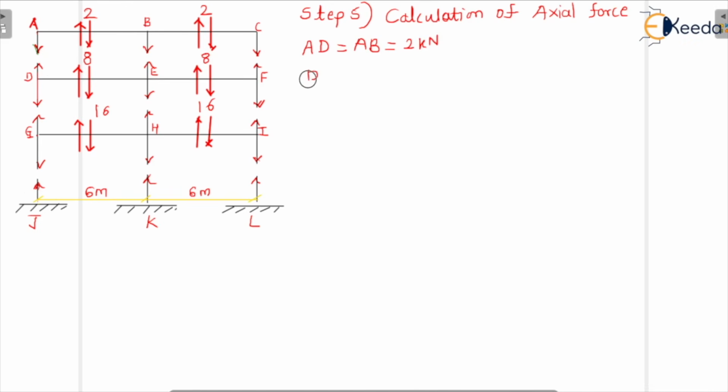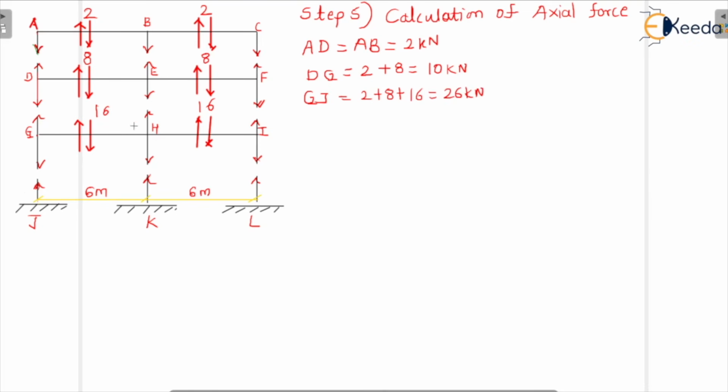Then let's see DG. DG is equal to, this 2 kilonewton is already there, and plus 8 will get added. So 2 plus 8, so at DG it will be total 10 kilonewton force. Now see the force in GJ. Here the upper 2 will also get added. So 2 plus 8, 10 plus 16. That is 26 kilonewton force will be there in GJ member.